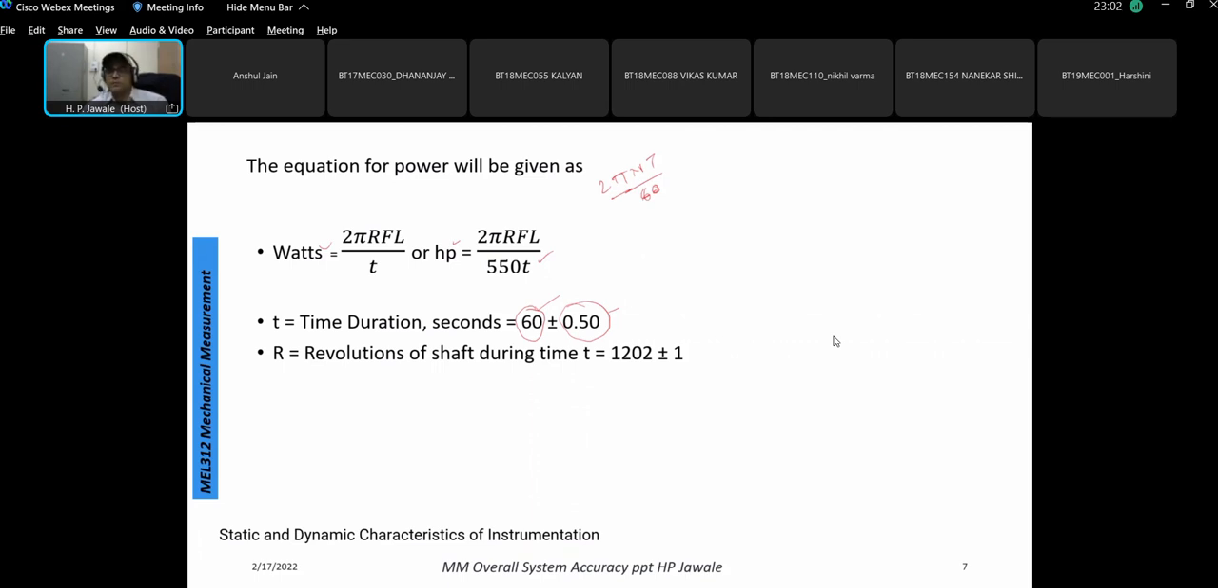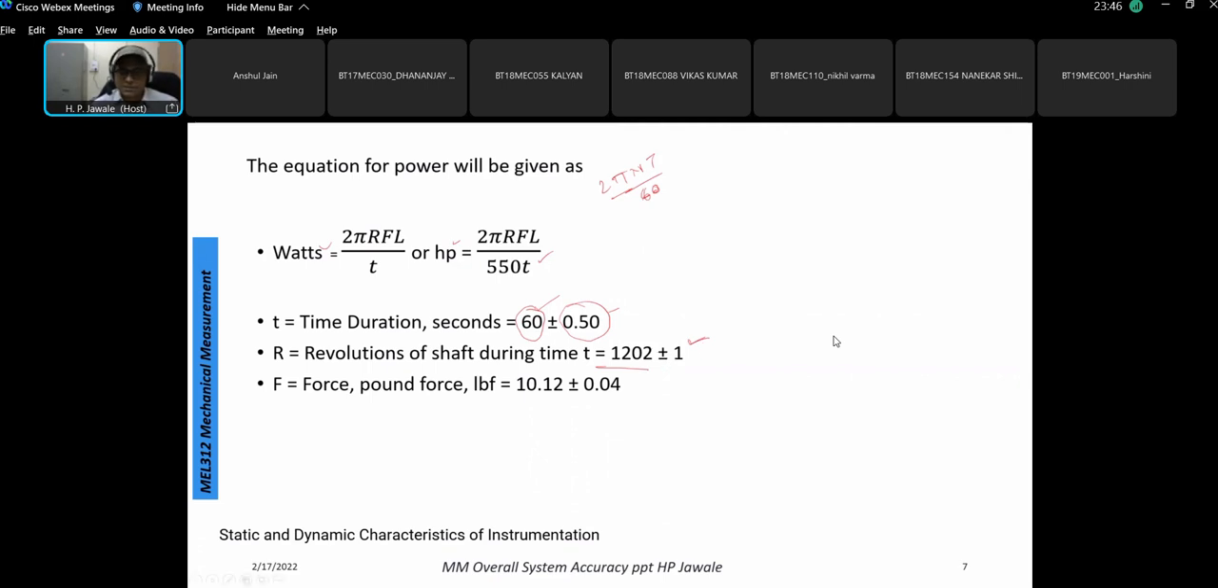Now when you go for the speed measurement devices in the latter part of the syllabus, you will come to know that there are different approaches, different techniques for speed measurement. So depending on the technique, there may be variation in the error. So this error is present in the measurement of the revolutions, and that is equal to plus or minus 1 revolution over this time period of 60 seconds. So it has been measured after a few iterations, and we have confirmed that it is mostly 1202 revolutions made in this particular time, and there is a variation of plus or minus 1 revolution.